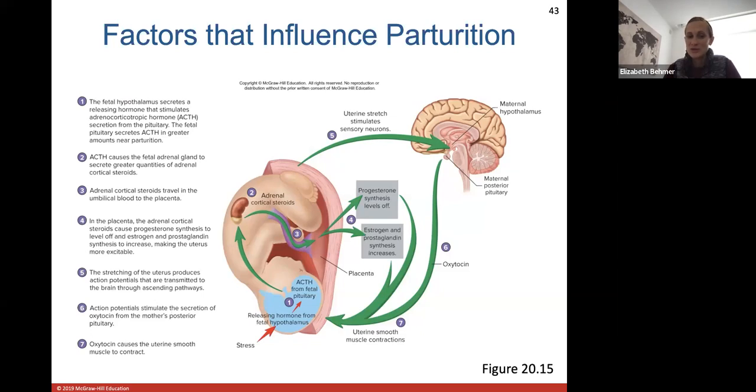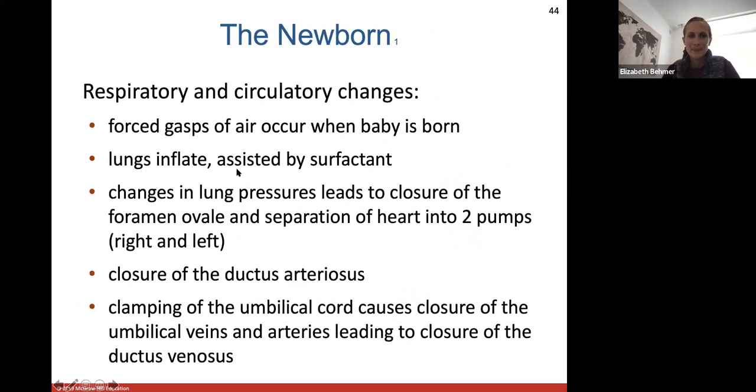The uterus will begin stretching, producing action potentials that are then transmitted to the brain of the mother. And these action potentials then will stimulate the mother to secrete oxytocin. And oxytocin is the big hormone secreted from the posterior pituitary of the mother that causes the uterus to contract. And oxytocin is one of those positive feedback hormones. So oxytocin will continue to increase to whatever amount it needs to until the baby is born.